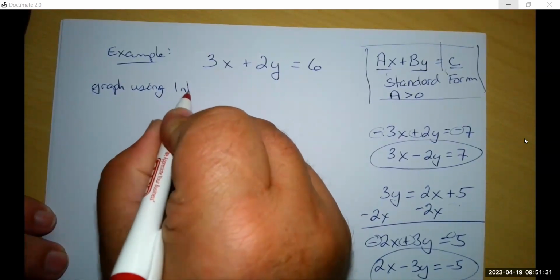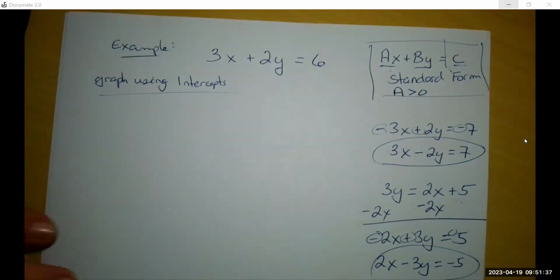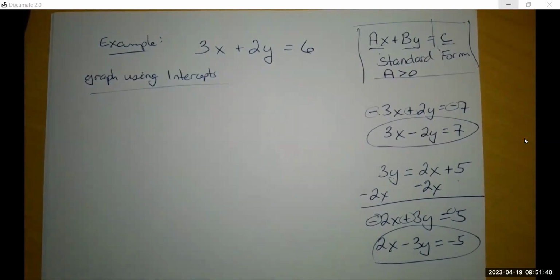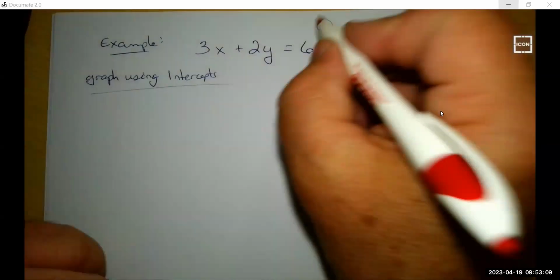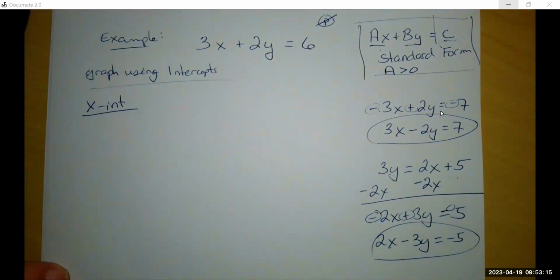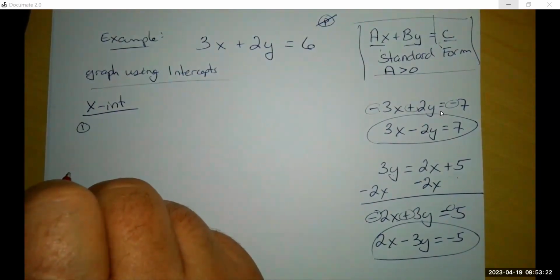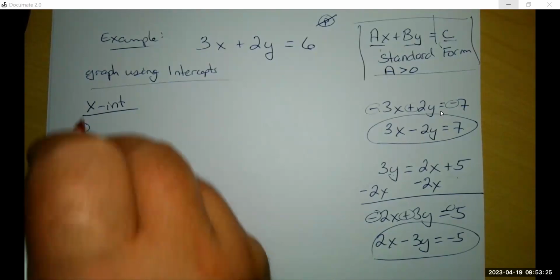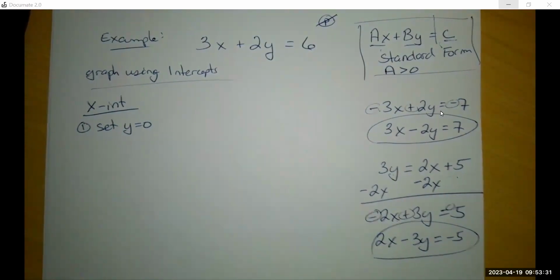Graph using intercepts. All right, intercepts. We have the x-intercept. What are the steps to find the x-intercept? What's the first thing you gotta do? Set y equal to 0. I put the steps up there for a reason. They're a guide, they're instructional.